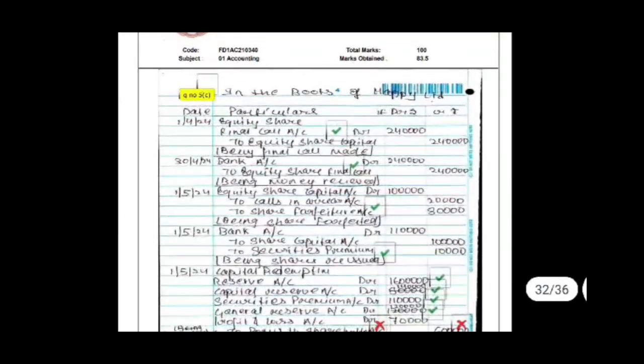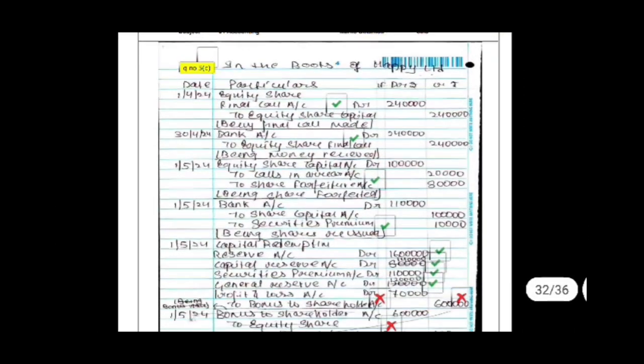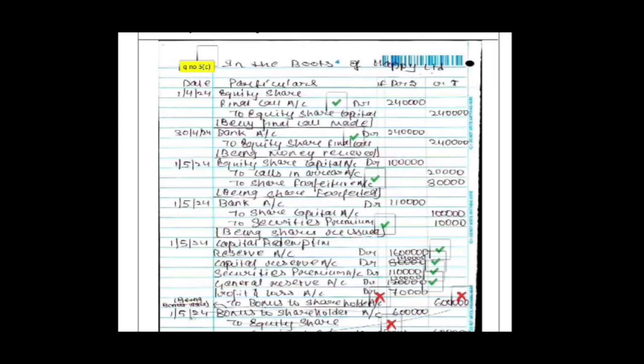What is this chapter? Okay, company accounts: date, particulars, LF, debit, credit, equity share. I've used the margin as well. You can see the narrations: being final call made, being money received, being shares forfeited. This has to be simple. Don't waste your time writing the narrations. Be smart and focus on writing the entries first. Leave 1 to 2 lines for the narration, move on to the next entry, solve the entire question, and at the end write the narration if you have time.